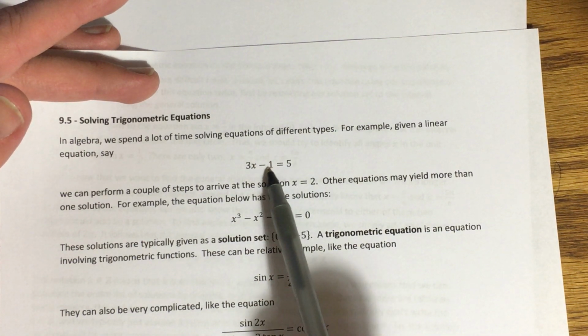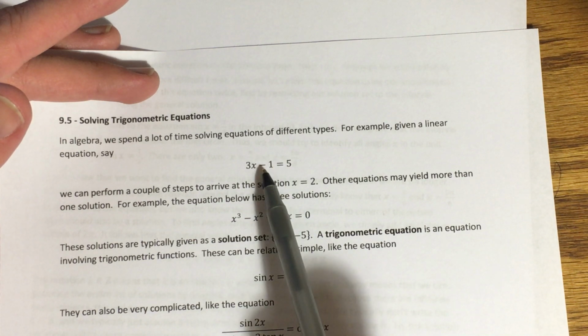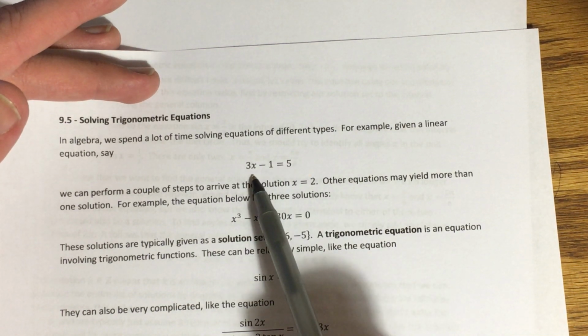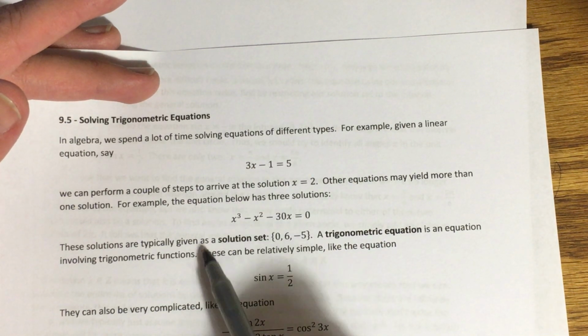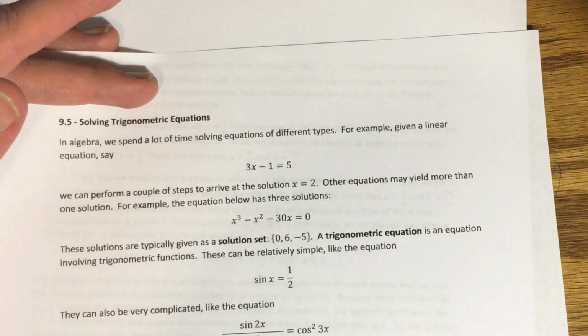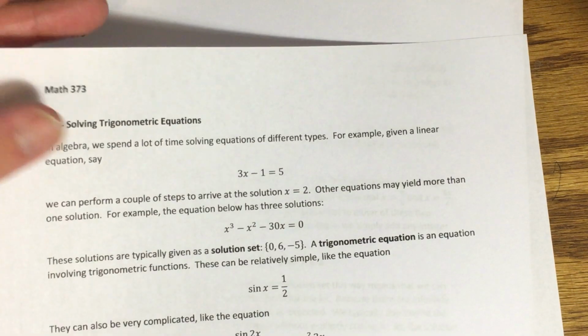If I'm subtracting a 1 on this side, to undo that, I would add a 1 to both sides. So addition is the inverse of subtraction. Then I would divide by 3 because right now the x is being multiplied by 3, using division to undo multiplication. That's the way you're trained to think about solving equations from elementary algebra.